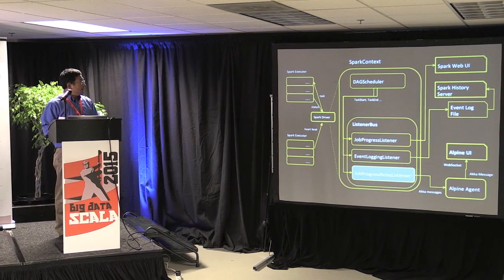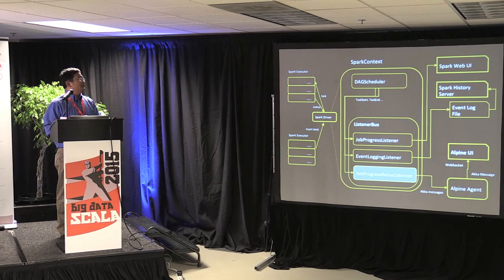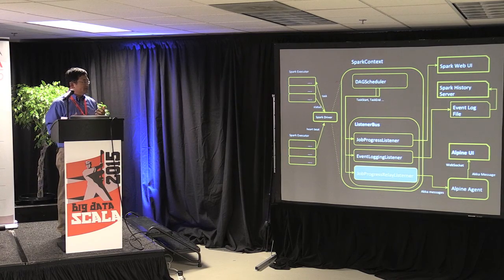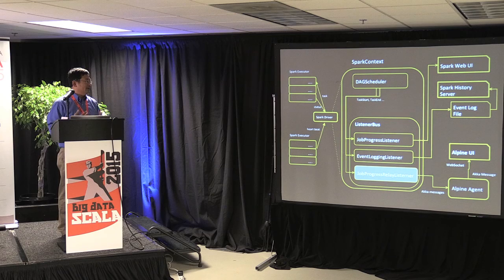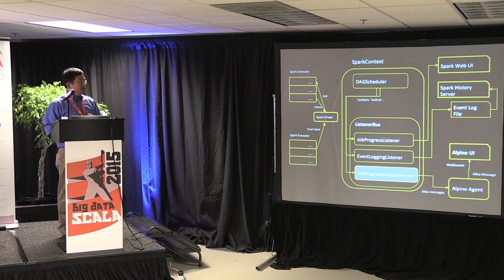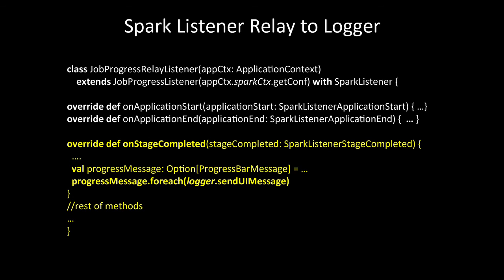On the Spark context, this listener bus, by default, you have these job progress listeners and event log listeners, which go to the Spark UI and the Spark history log separately. We create a new one, this job progress relay listener, which sends R-Akka messages to our agent. And our agent, in turn, sends a message to our Tomcat, which uses WebSocket to directly update our Spark UI, our Alpine UI. So this is on the Spark side.